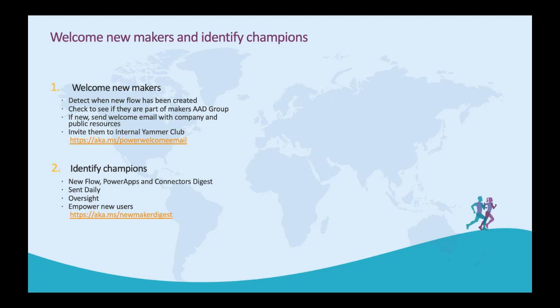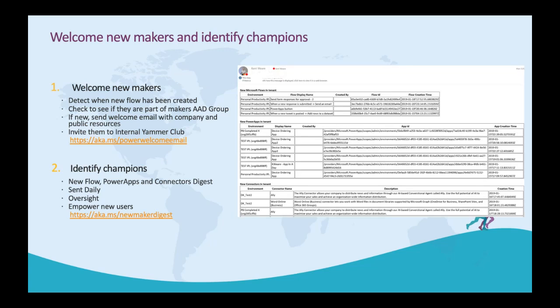Identify champions in your organization. Have a new flow, new Power Apps, or new connectors digest sent daily, as some oversight. Empower users, but also give them guidance. You know how it is when you turn something on and you don't tell anyone and people start using it, then all these things get broken and you have to pull back the security. It's better to get ahead of this and identify those champions to help you empower new users as well. This is what the out-of-the-box new Microsoft flows in a tenant email looks like. It shows you some of the new flows and new apps in a tenant. You can make this a little more user friendly or easier on the eyes if you want.